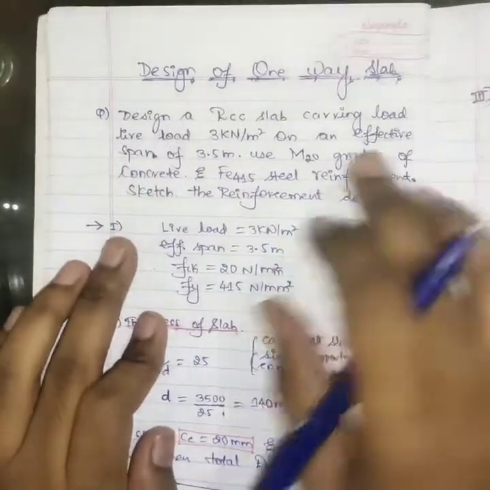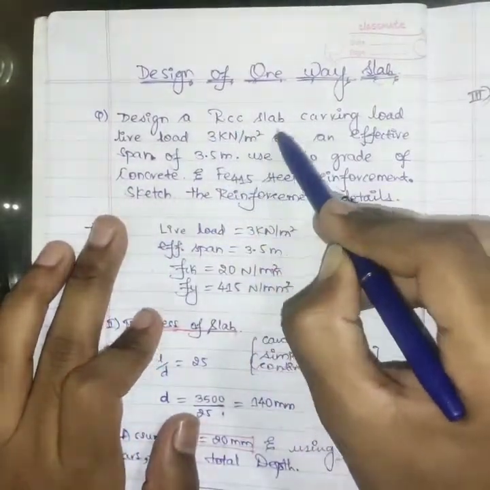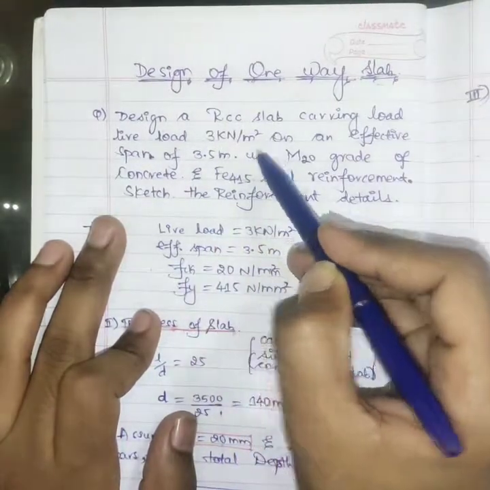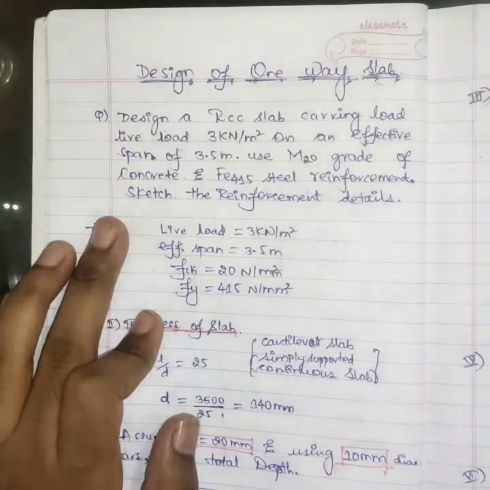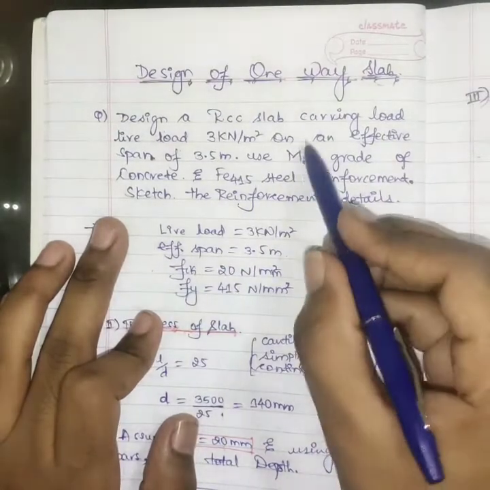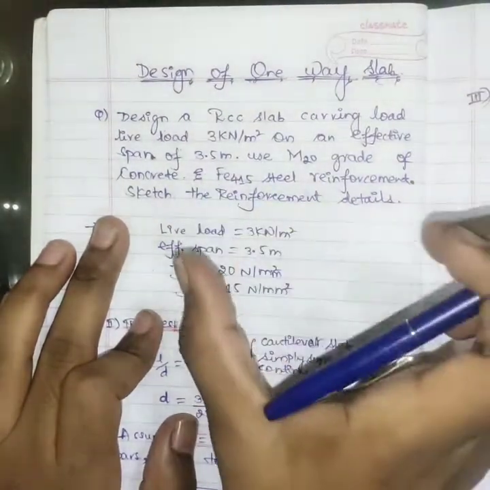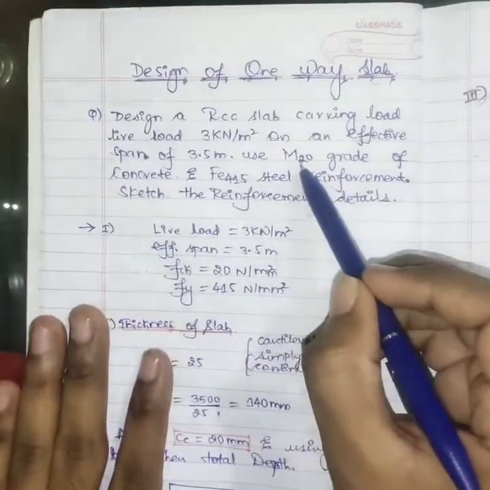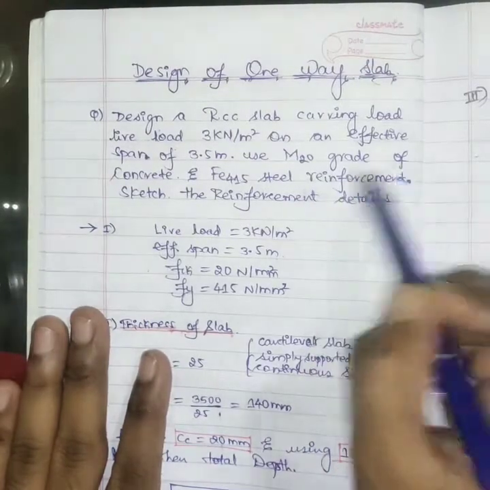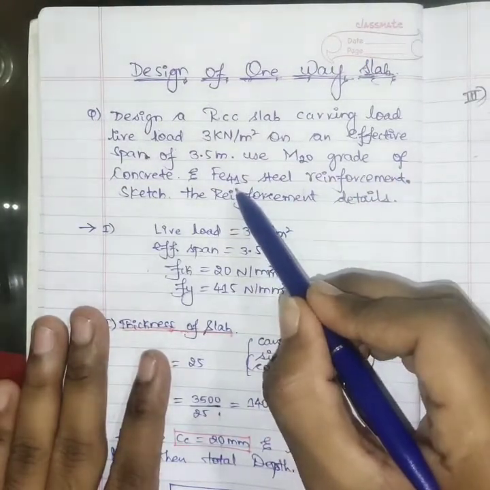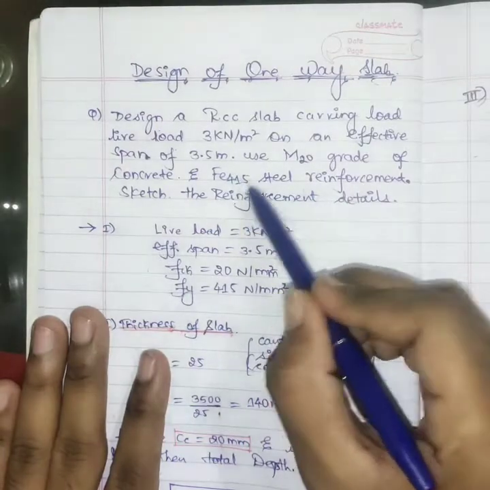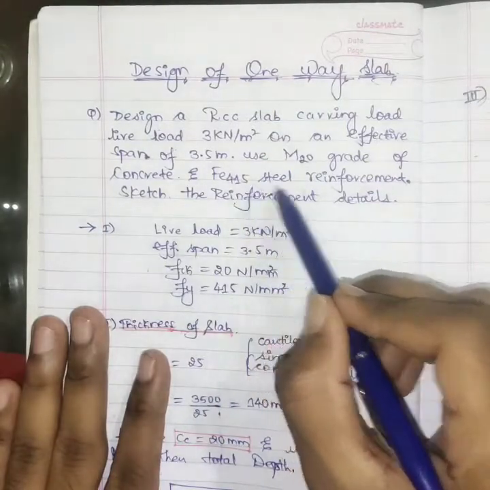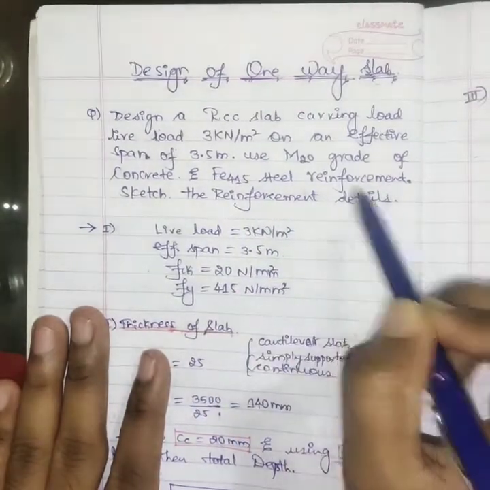The numerical is given like this. Design an RC slab carrying a live load of 3 kilonewton per meter square. Means the live load coming on this slab is 3 kilonewton per meter square. The effective span length is 3.5 meter, and the grade of concrete, that is fck, used is M20. The steel used is 415, this is fy and this is fck. Steel is used as 415 steel reinforcement. Sketch the reinforcement details.